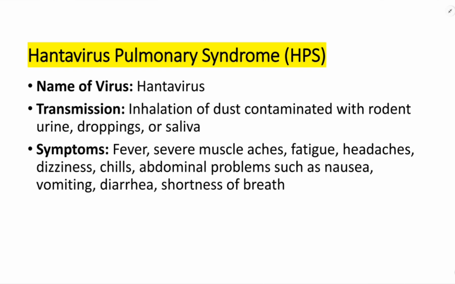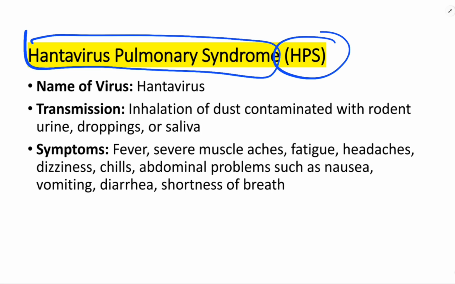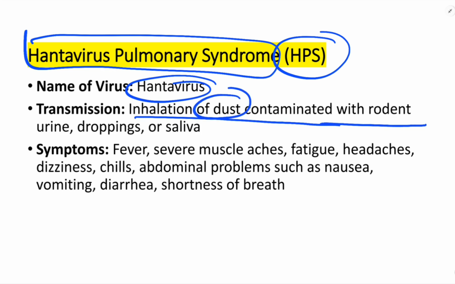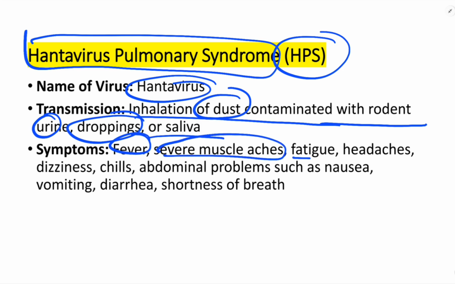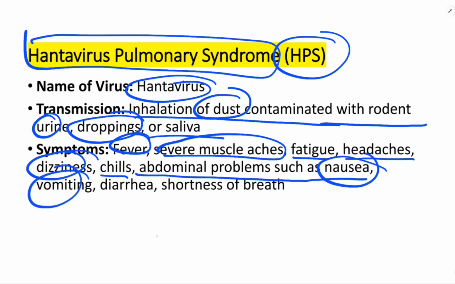Next one, hantavirus pulmonary syndrome, HPS. It is caused by the hantavirus. It transmits through inhalation of dust contaminated with rodent urine, droppings, or saliva. The symptoms are fever, severe muscle aches, fatigue, headaches, dizziness, chills, abdominal problems such as nausea, vomiting, diarrhea, and shortness of breath.